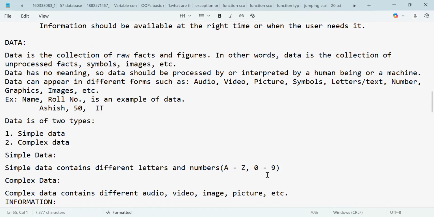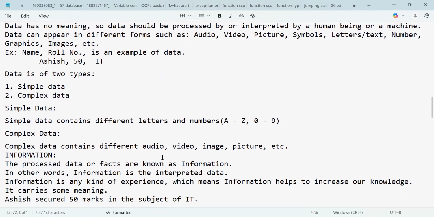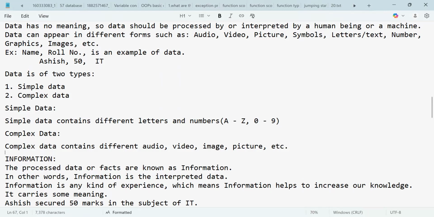And what is complex data? It's a little bit more difficult. Complex data means different audio, video, images, and graphics. Those things will be known as complex data.